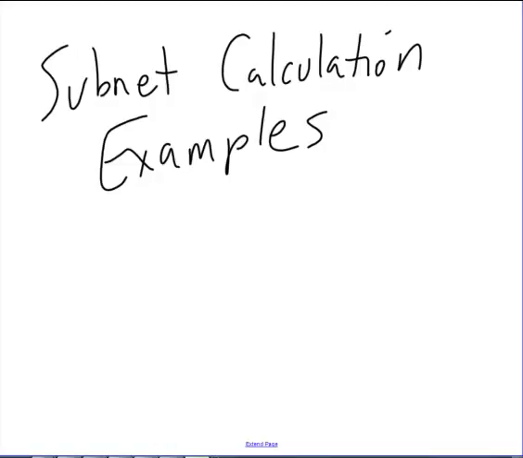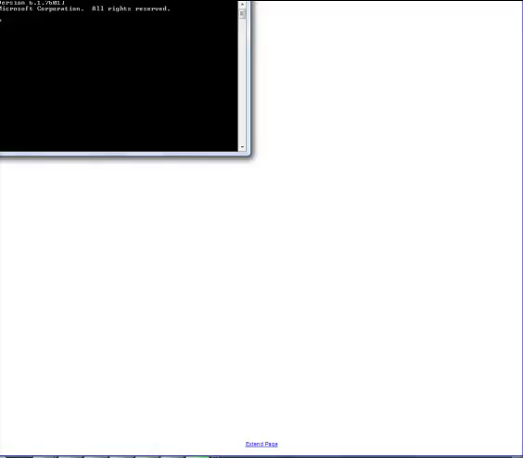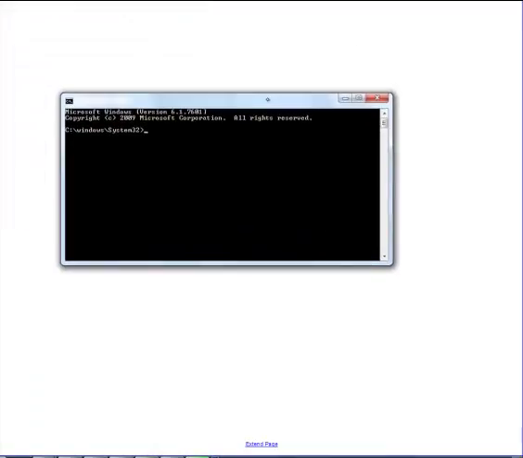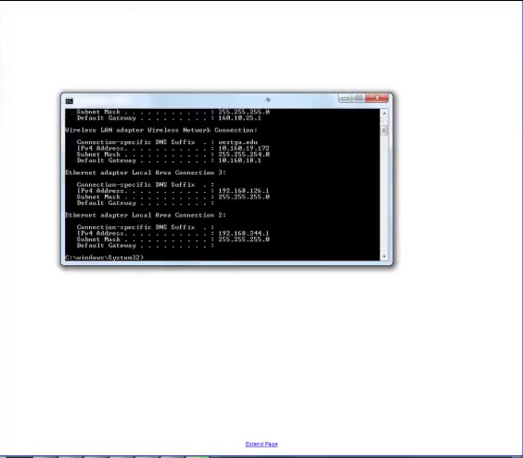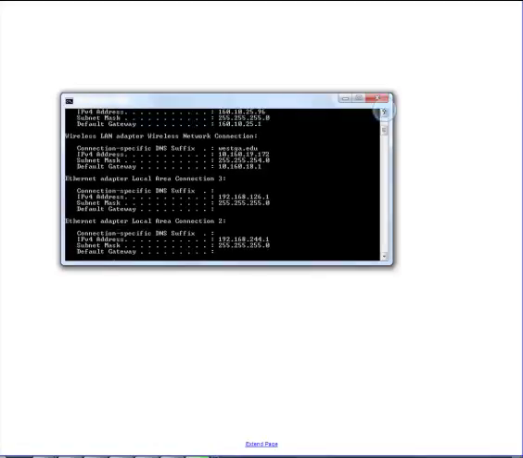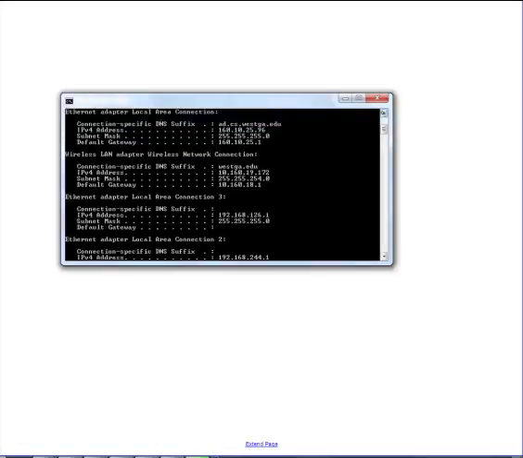Okay, in this video I'm going to show a couple of examples about how to calculate a subnet based on an IP address and a subnet mask. For starters, just so I can have an example IP address to work with, I'm going to find out what the IP address on this machine is. And let's use 160.10.25.96.